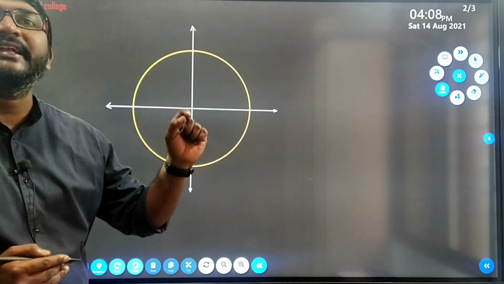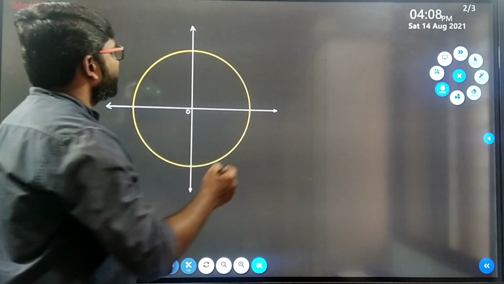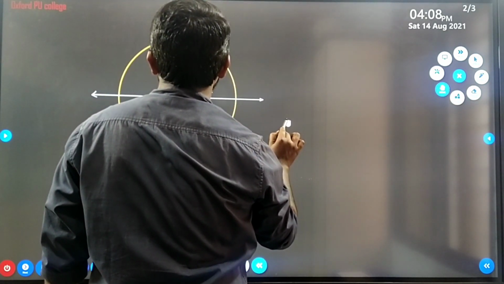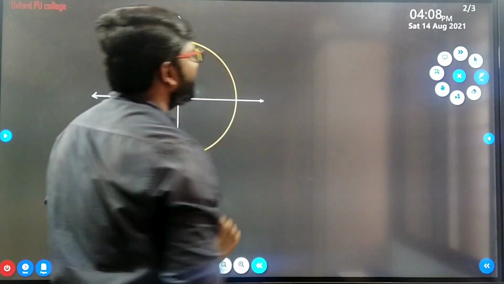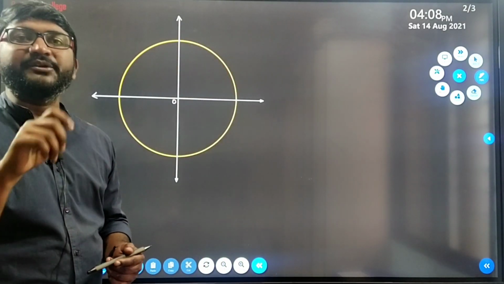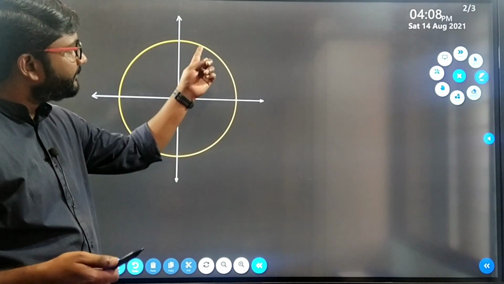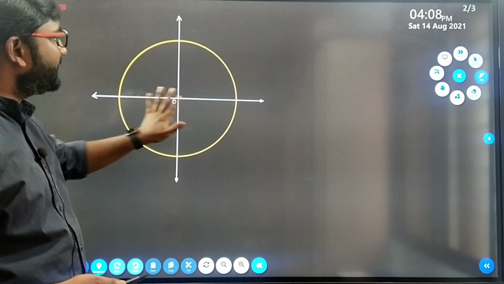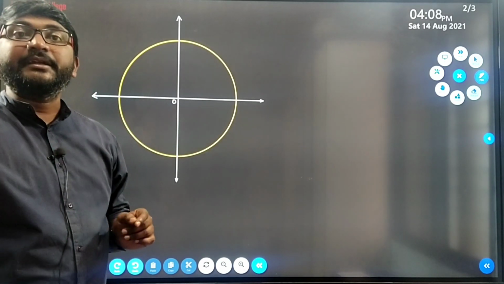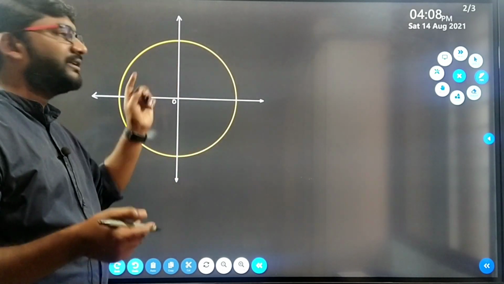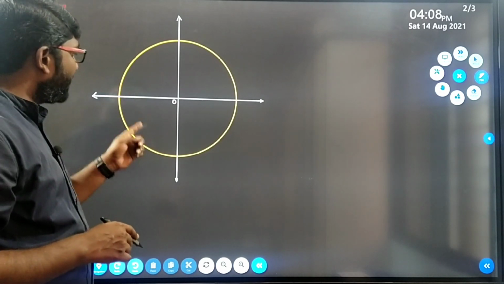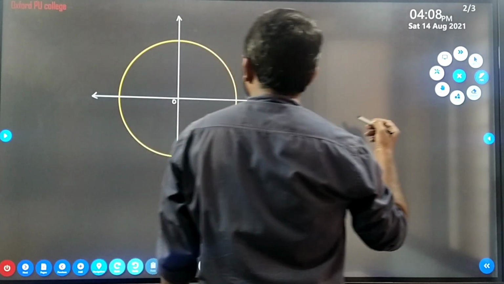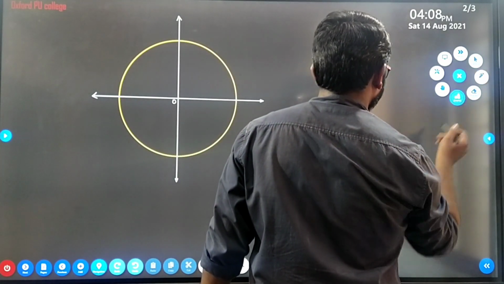So how exactly are we getting all those things? Let us consider the unit circle. Now I will take 4 points, P, Q, R, S. The point P will be in the first quadrant. This is the first quadrant, then this is the second quadrant, third quadrant, fourth quadrant. I will take a point P in the first quadrant, point Q in the second quadrant, point R in the third quadrant, and point S in the fourth quadrant.